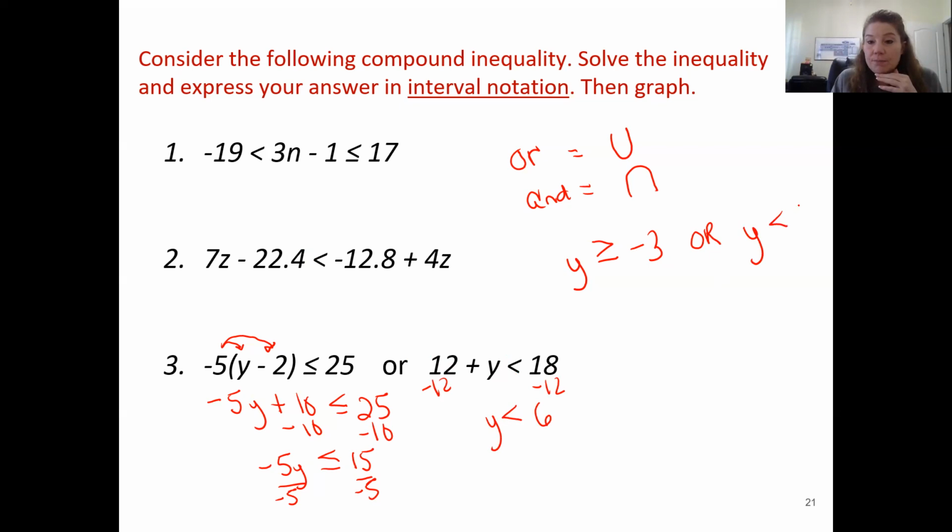So if we graph this, we put these in numerical order, you know that. So y is greater than or equal to negative 3, or y is less than 6, open circle. That way, forever. And or means union. That means all parts of the graph, all parts of this.